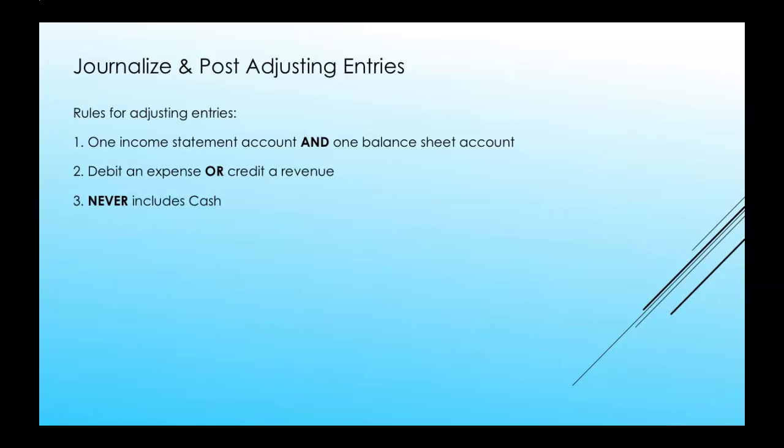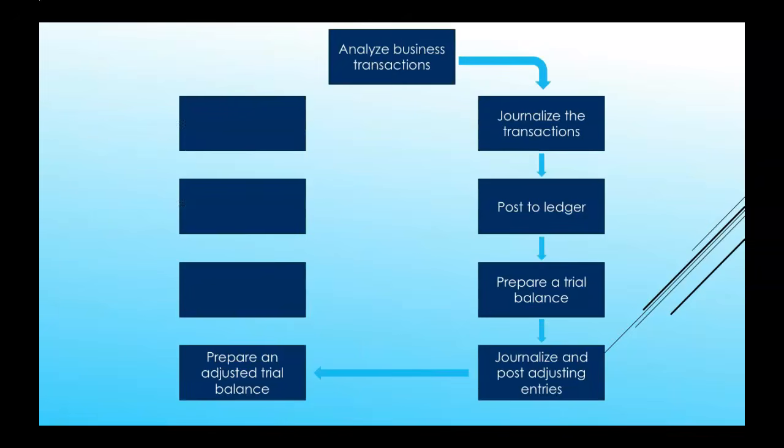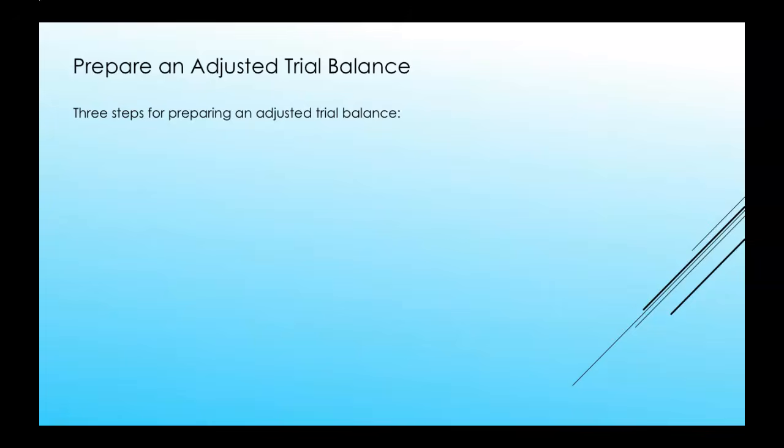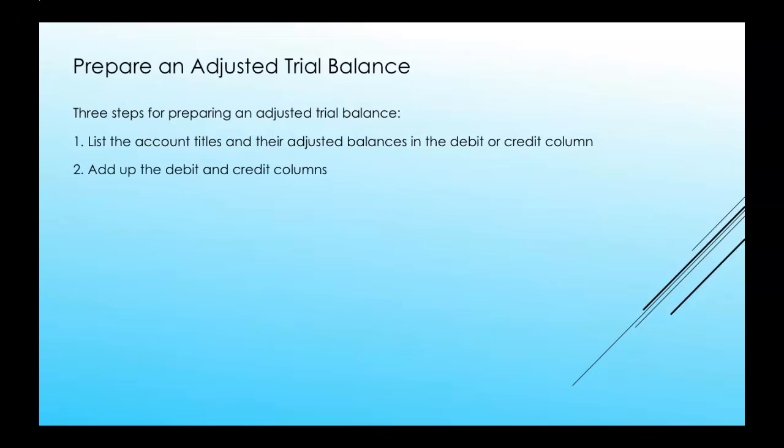So after you journalize all these adjusting entries, then you post them just like we did earlier in the accounting cycle. And once you journalize and post all of your entries, then you can prepare an adjusted trial balance. Now, an adjusted trial balance is pretty similar to a trial balance that we just talked about. Your 3 steps: you list out the account titles and their adjusted balances in either the debit or the credit column. Add up those 2 columns and prove that they equal.